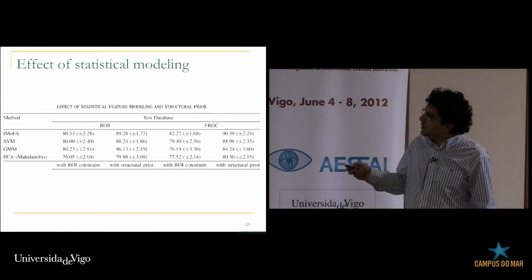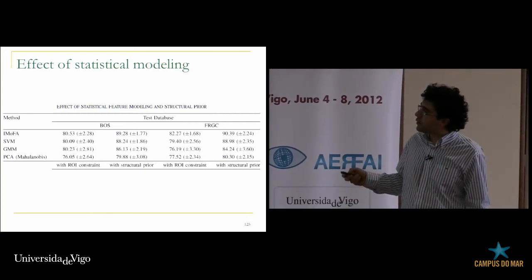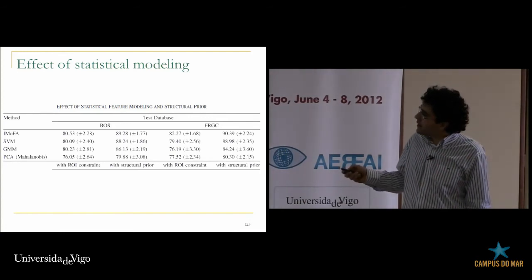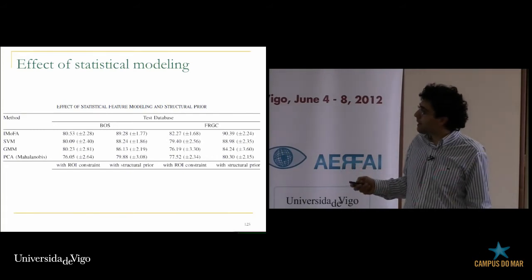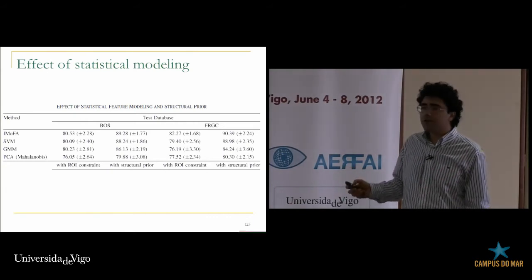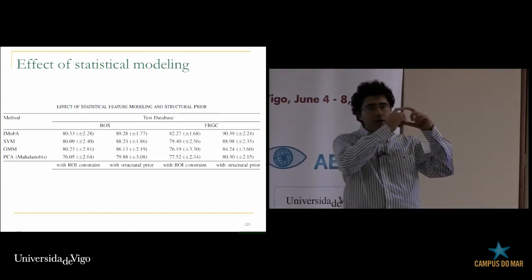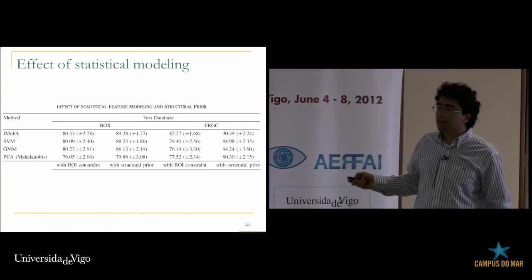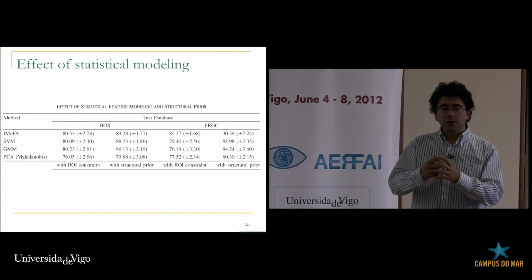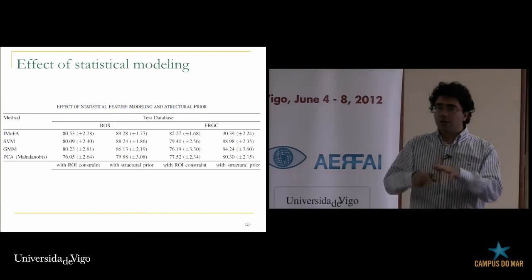So here you see the test database is Bosphorus or FRGC. The training is on Bosphorus. You see that the results of the incremental model are much better. And here the columns are, this is with region of interest, like just taking a square around the expected locations of the landmark. And this is the Gaussian prior that constrains the expected location probabilistically.